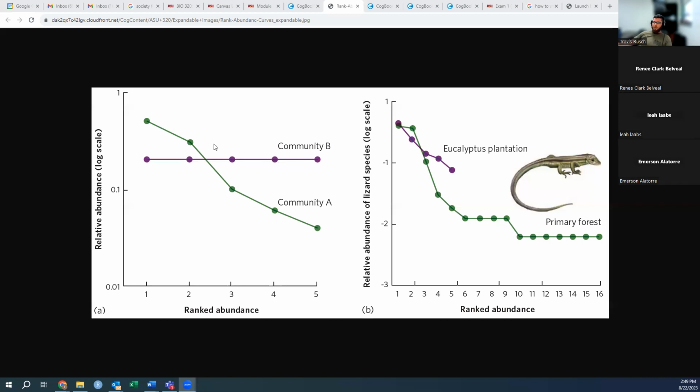So we can get 2 types of information out of this figure. Now let's move over to the right plot. If we look at the eucalyptus plantation versus the primary forest, is there a difference in species richness? And if so, which one has a greater richness?